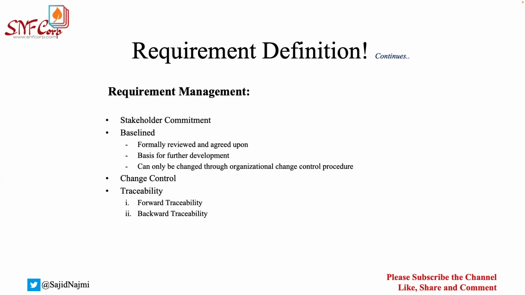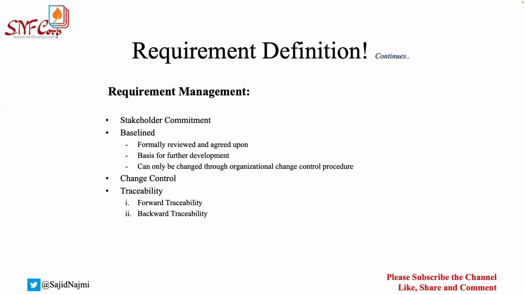Everything has one life cycle. Like we have a life cycle for software development, we have a project life cycle. We also have a life cycle for traceability matrix. The moment your requirement documentation is signed off, officially baselined, you can call it off. And this is the life cycle of your traceability matrix.